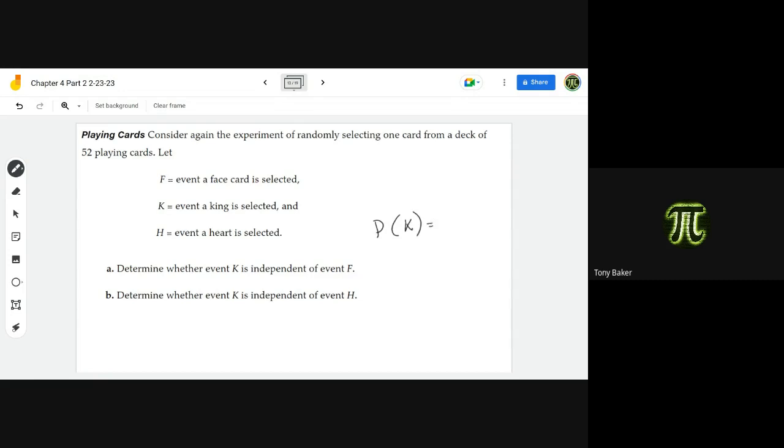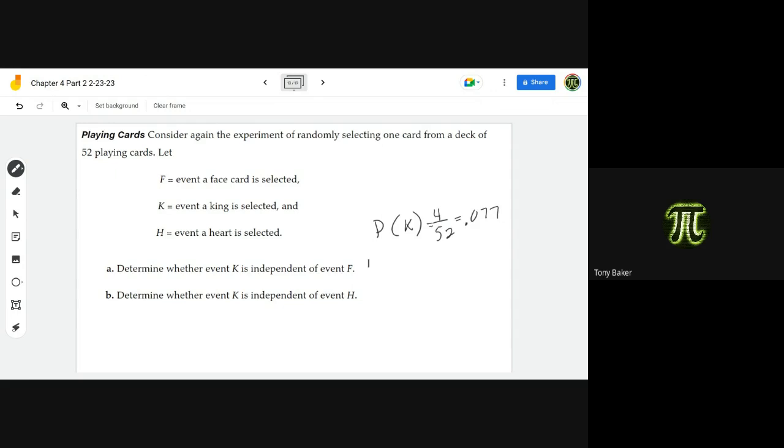4 out of 52, which is what as a decimal? 0.07. Yeah. Did I say that? Yeah, she did. That's okay. That's why when you said it again, I'm like, wait, she said that already. I'm checking my phone. All right.